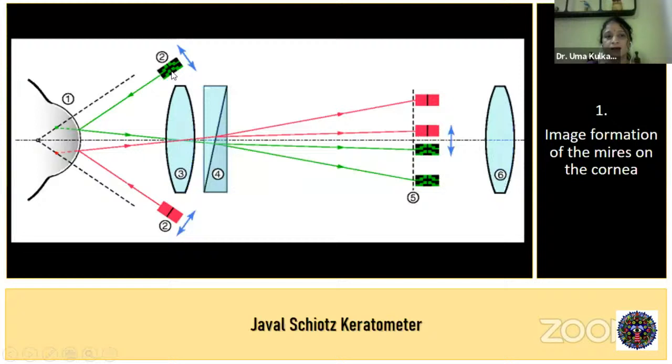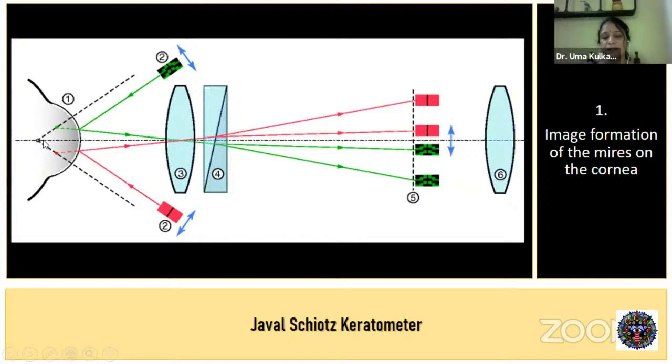Say this is the mire. The rays of light are going here. And they get reflected like this so that the image is formed here. So this is the image which is going to be formed from one and this from the other one. So there are two images which are formed side by side inside the cornea. Okay. And this now acts as the object for our observation system. So this refers to the image formation of the mires on the cornea.